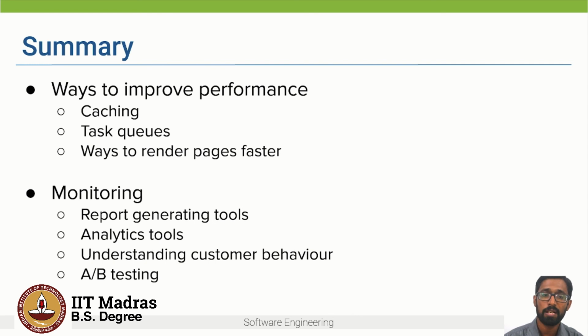So to summarize, in this video, we looked at different ways in which we can improve performance of our application through caching, through using task queues and rendering pages faster. We also looked at monitoring and why it is important, right? We looked at report generating tools and analytics tools. And we also saw that monitoring is important to understand customer behavior as well as for A/B testing.